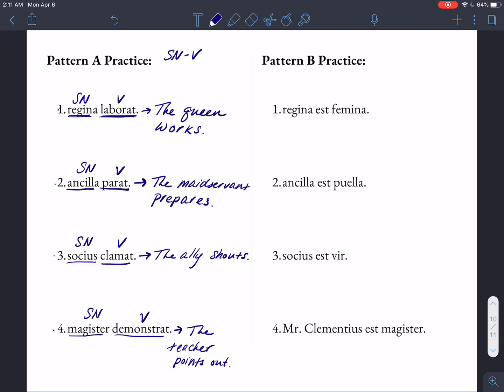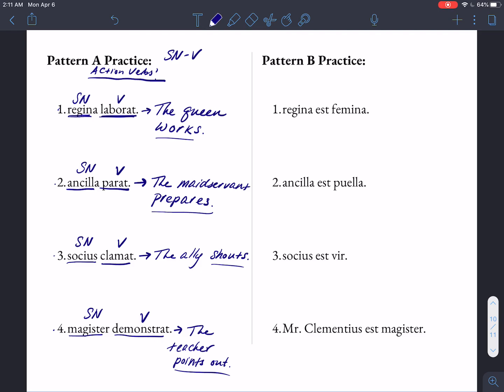Okay? So that was your pattern A practice. All right, notice that each of these sentences has some action in it. Okay, these are action verbs. Okay, pattern A is action verbs. Okay, action verbs. All right, you've got works, prepares, shouts, points out. Those are all actions. Okay?